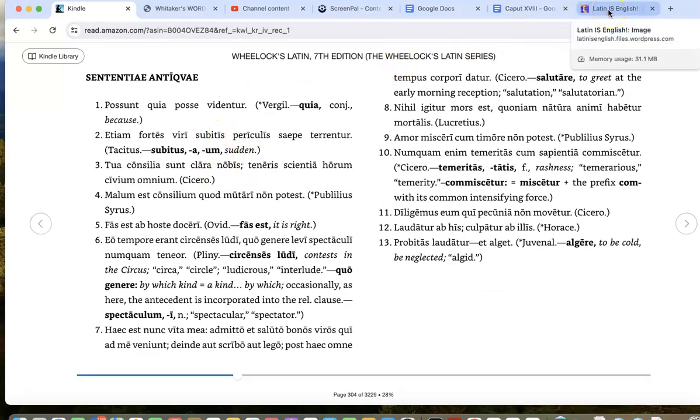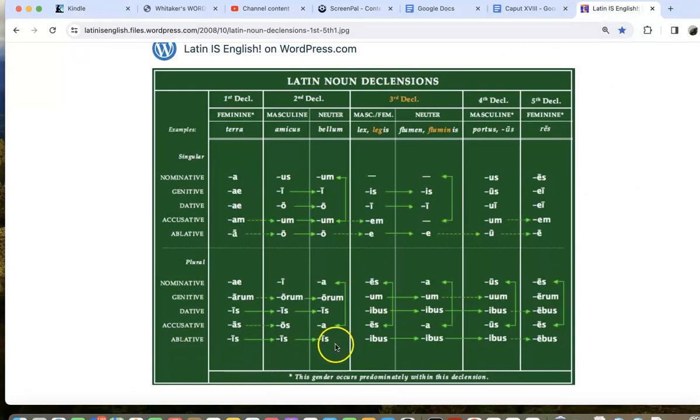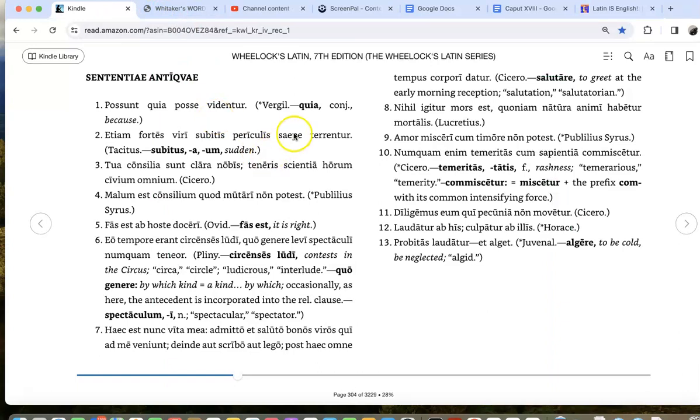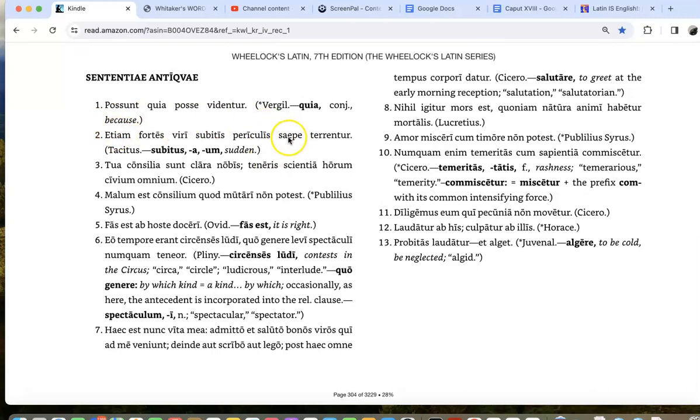So if we look at second declension ablative plural, there's the -is. So there's our subitis periculis. And so by sudden dangers, ablative of means, and by is the common preposition that we use in that instance. Saepe just means often. So in your own translation, you could perhaps move around your adverbs, saepe etiam, and then the rest of it reads as we just explained.